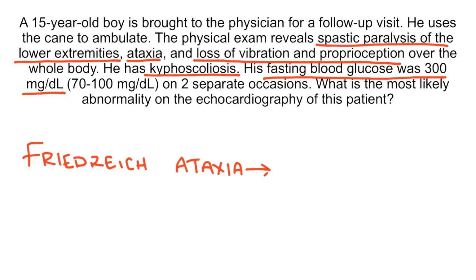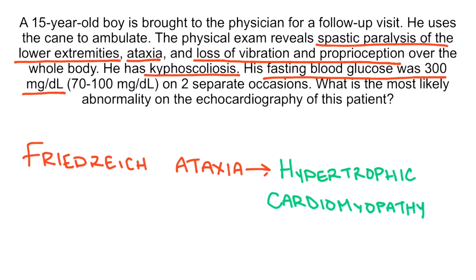The most likely abnormality found on echocardiography of the patient with Friedreich ataxia is hypertrophic cardiomyopathy. And that concludes this section.